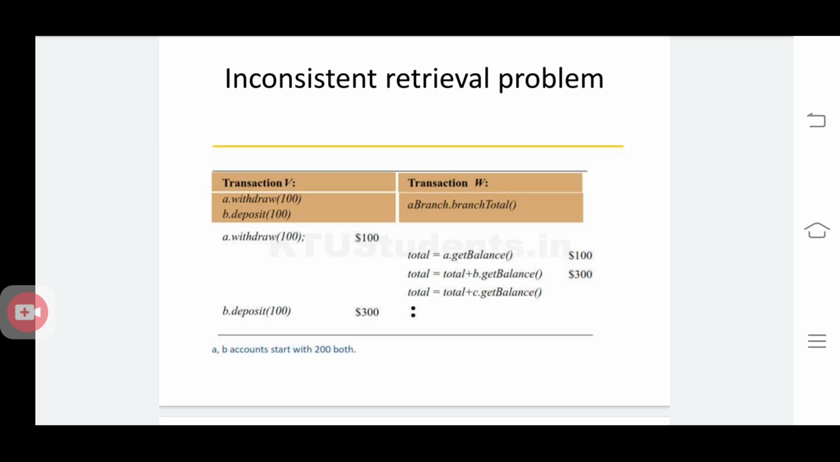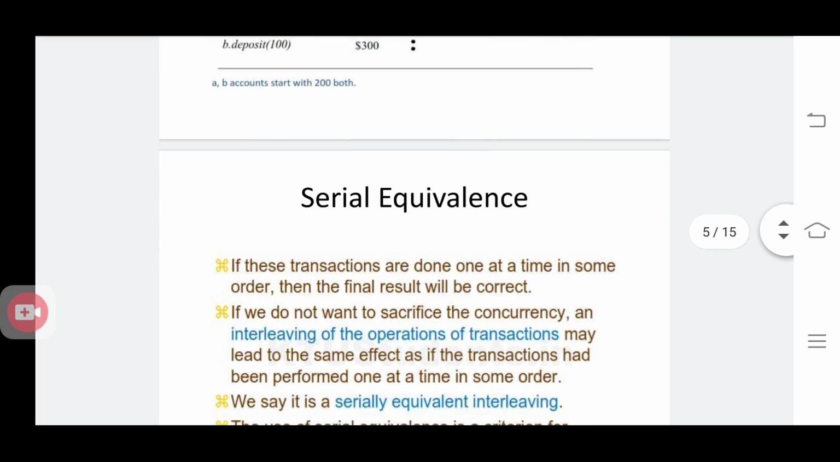Transactions are concurrent. They are doing concurrent transactions, but a particular transaction contains a number of operations. The operations are not in a correct order, so the results will be incorrect. This is an inconsistent retrieval problem: retrieving some value, but in an inconsistent manner. Right. So these are the two problems in concurrency control, that is the lost update problem and the inconsistent retrieval problem.